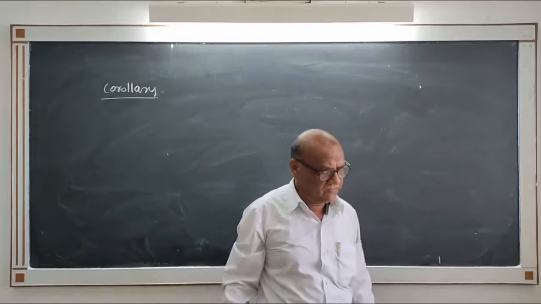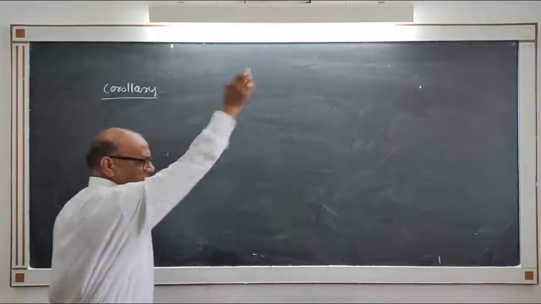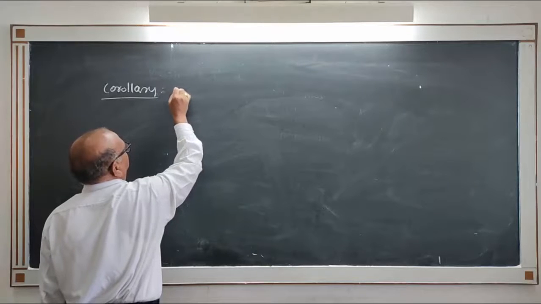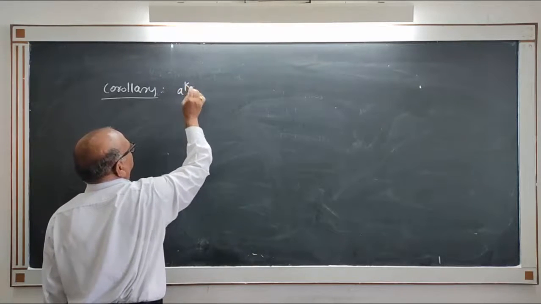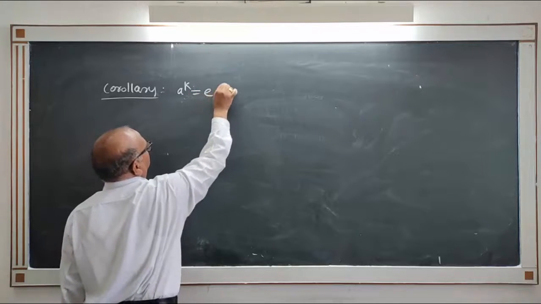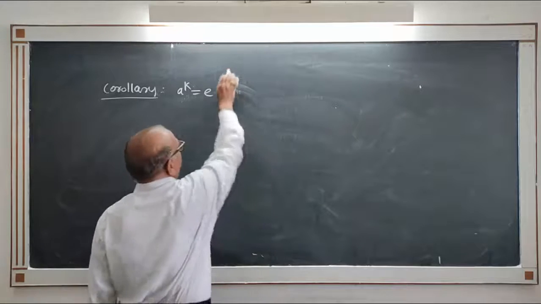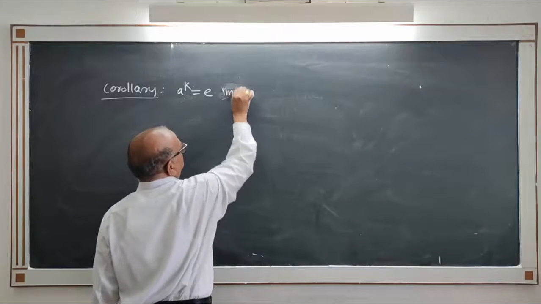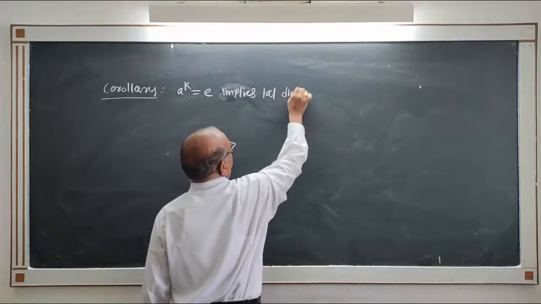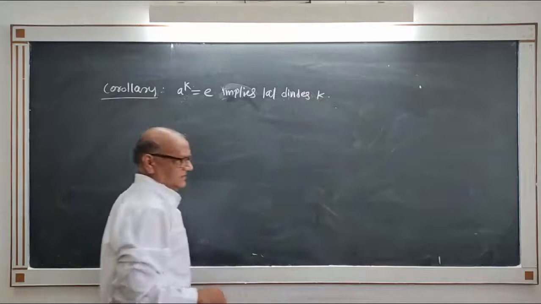If a raised to k is equal to e, then the order of a divides k. Here, a raised to k is equal to e, which implies the order of a divides k.